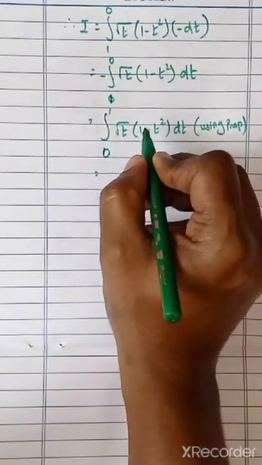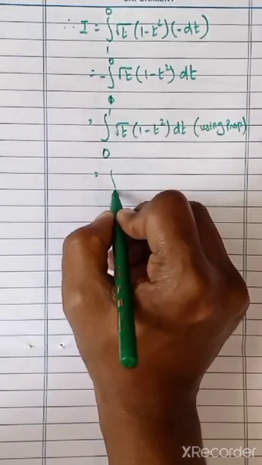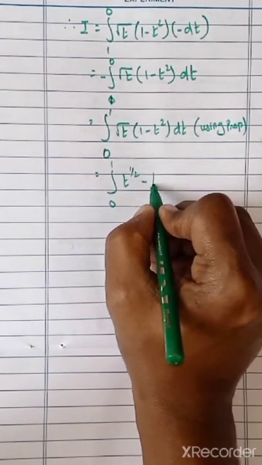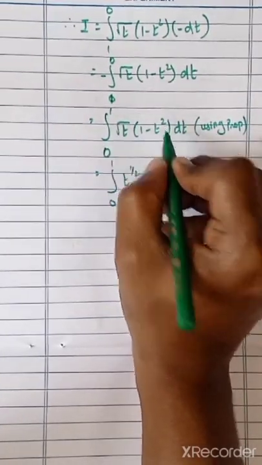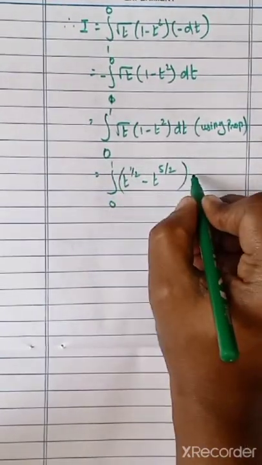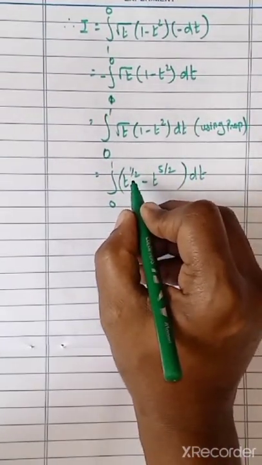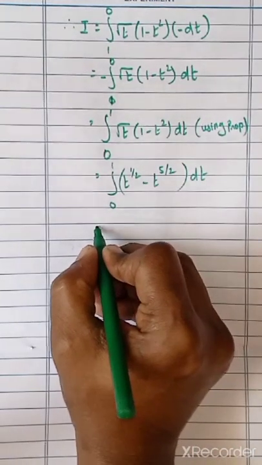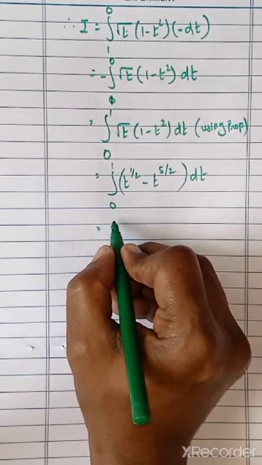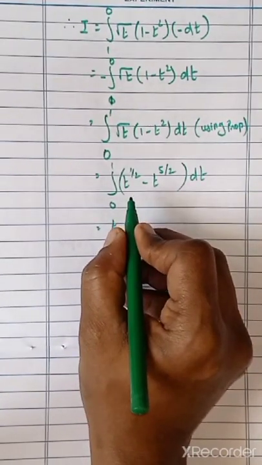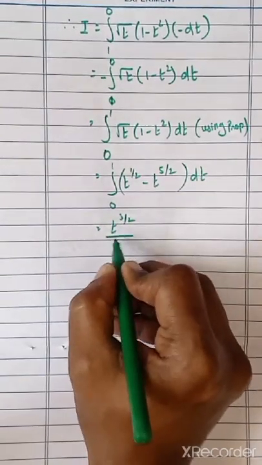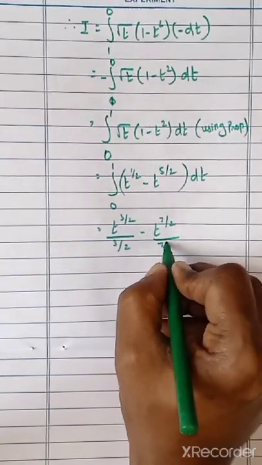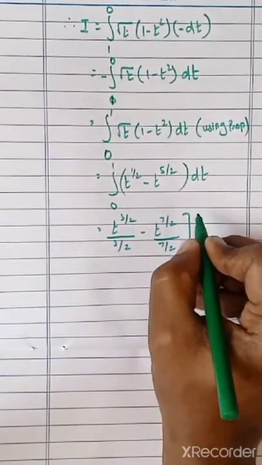This is equal to, now we can multiply inside, okay? So integral 0 to 1, 1 into root t is root t, that we can take as t power 1 by 2 minus t power 5 by 2. 1 by 2 plus 2 is 5 by 2 into dt. Now what is x power n integral? X power n plus 1 by n plus 1, right? This we can take as t power 1 by 2 plus 1 is 3 by 2, 3 by 2 by 3 by 2 minus t power 7 by 2 by 7 by 2. Limit is 0 to 1.